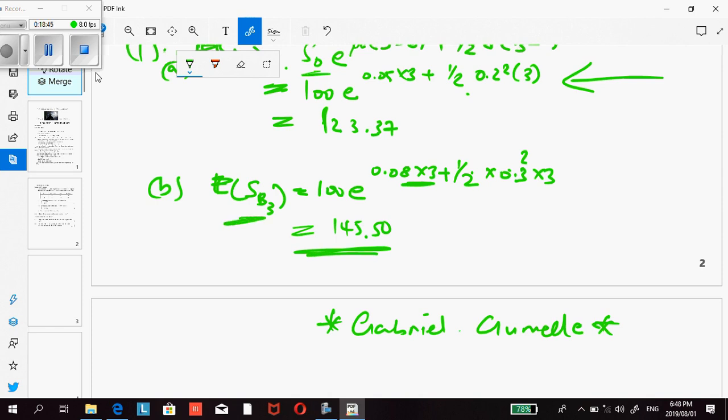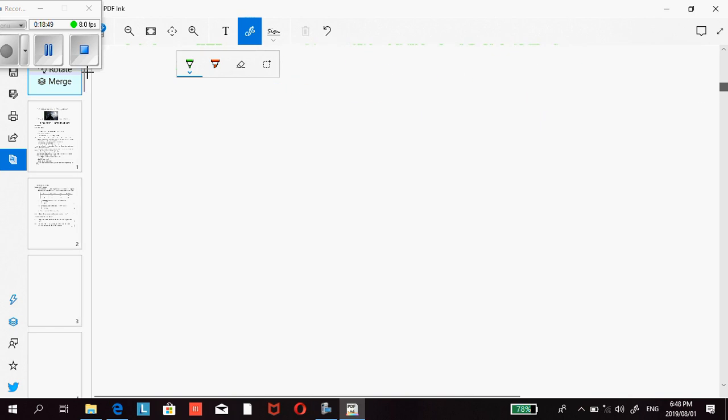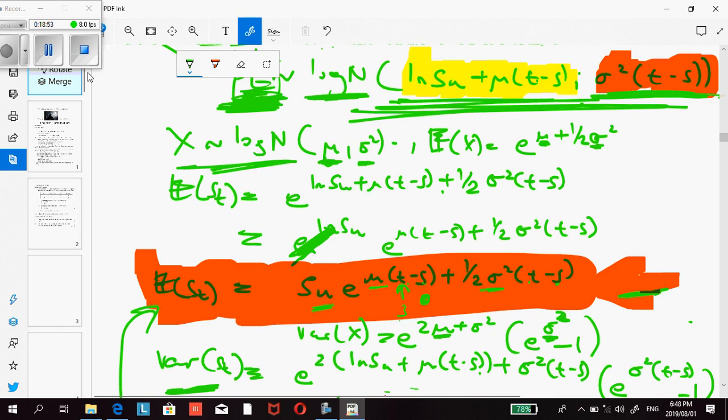So that is your expected value. No thinking was involved here. I was just applying equation star, which is here. Now let's look at our second question here.